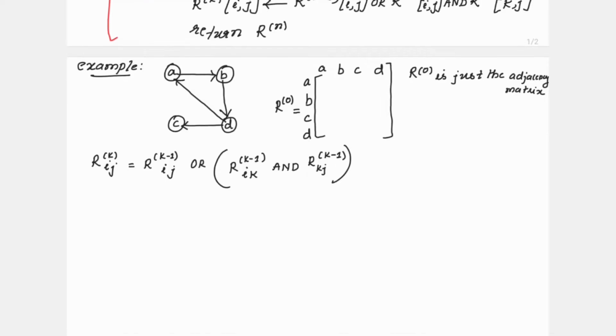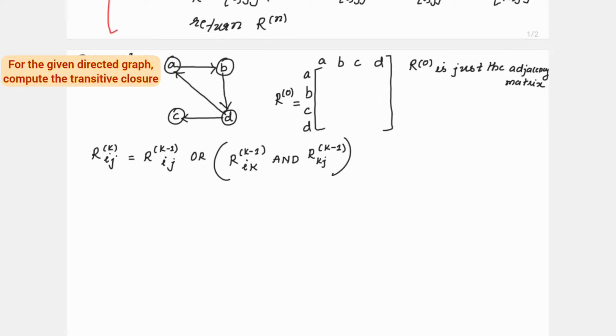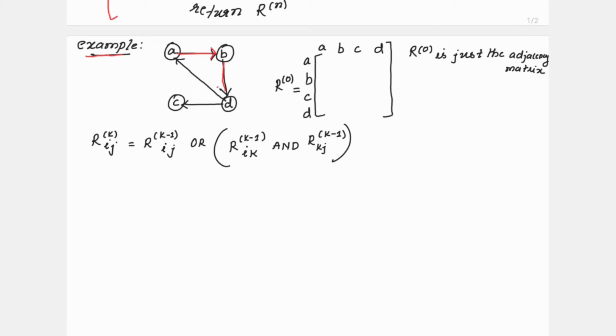So let us take one example here. In this example, if you see, there are 4 vertices given and the graph is given here, a directed graph. You can see there is a directed edge from A to B, there is a directed edge from A to D, and there is a directed edge from D to A. There is a directed edge from D to C.